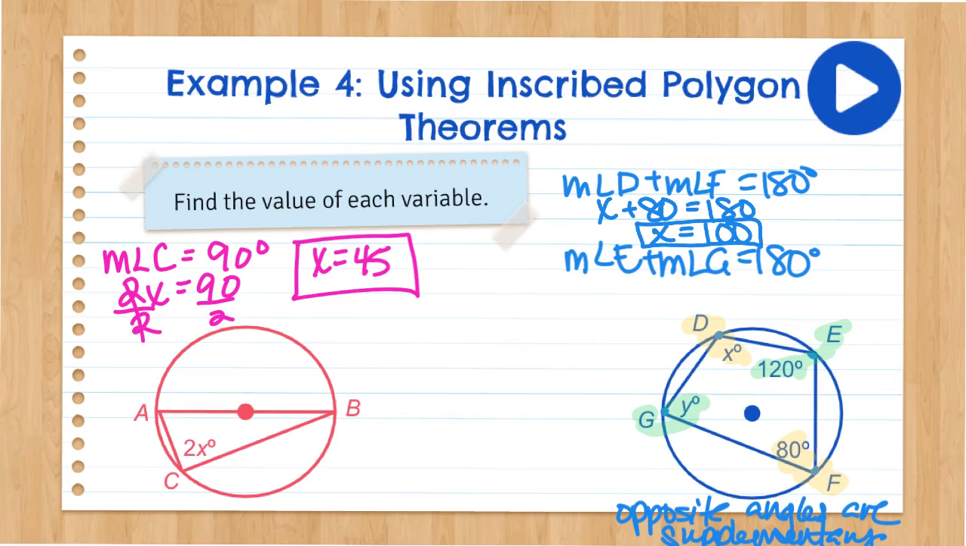And then we do the same for the second half. So the measure of angle E is 120 from the picture. The measure of angle G is y, and that equals 180. Now we can subtract 120 from both sides, so that y equals 180 minus 120, which is 60. So we have now found the value of each variable.